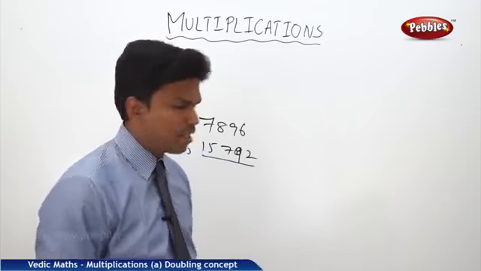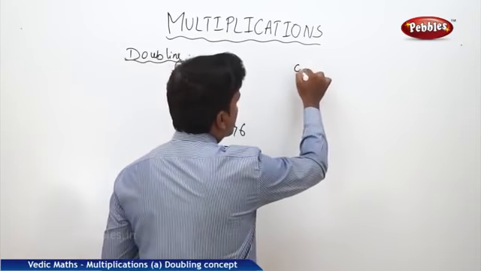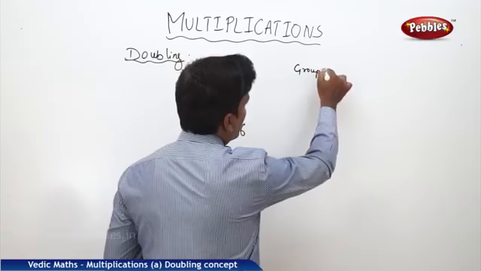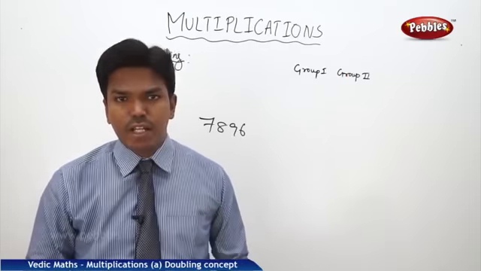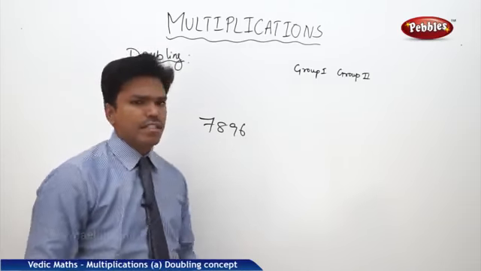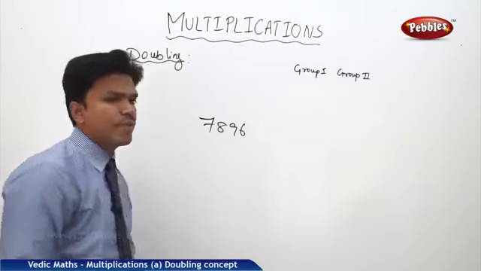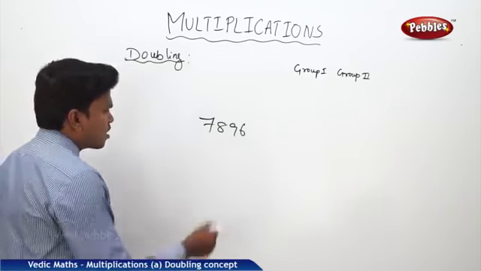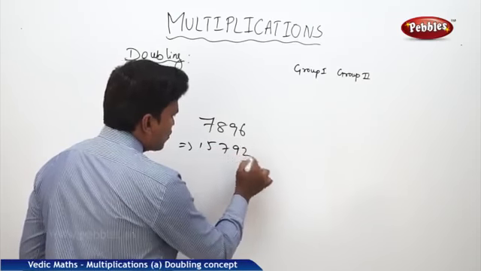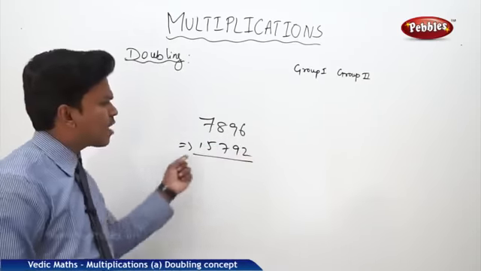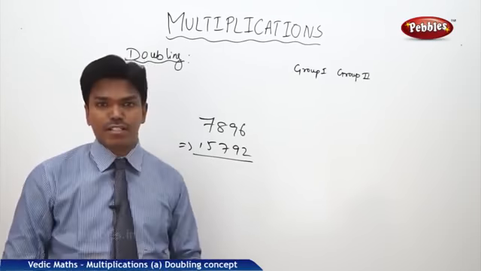How? We will see. Now see here, generally there are two groups of numbers: group 1 and group 2. Suppose I ask you the double of a number, say 7896, you cannot say immediately, but here in our doubling concept we are able to tell the answer very fast. The double of this number is 15792. Just like that I am going to write the answer. But how can I write this answer this fast?